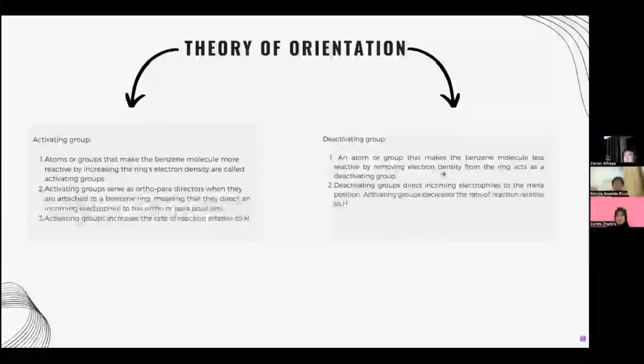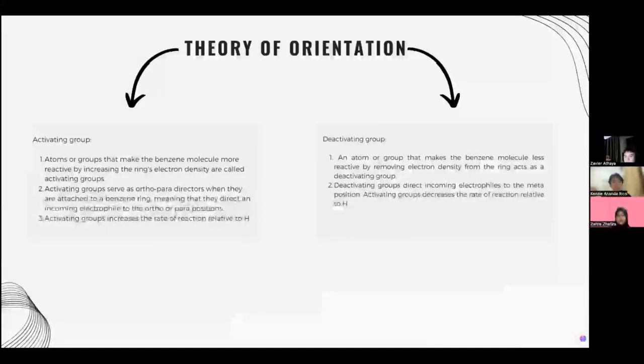Okay, now for the theory of orientation. There are two groups: activating groups and deactivating groups. Atoms or groups that make the benzene molecule more reactive by increasing the ring's electron density are called activating groups. Activating groups serve as ortho-para directors when attached to a benzene ring, meaning they direct the incoming electrophile to the ortho or para positions.